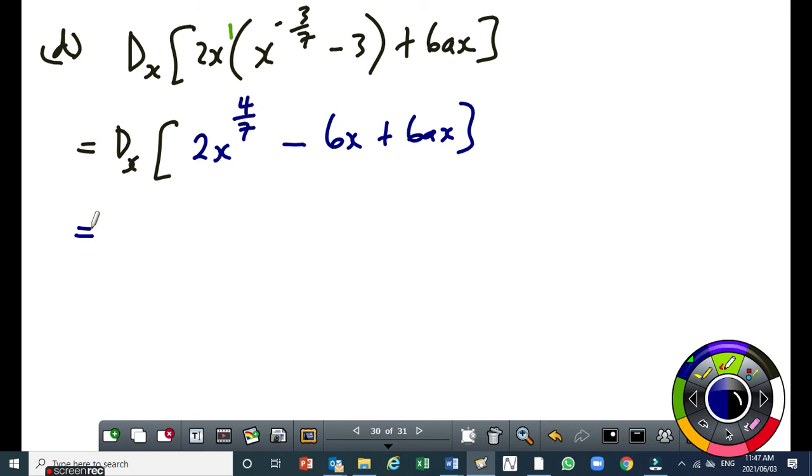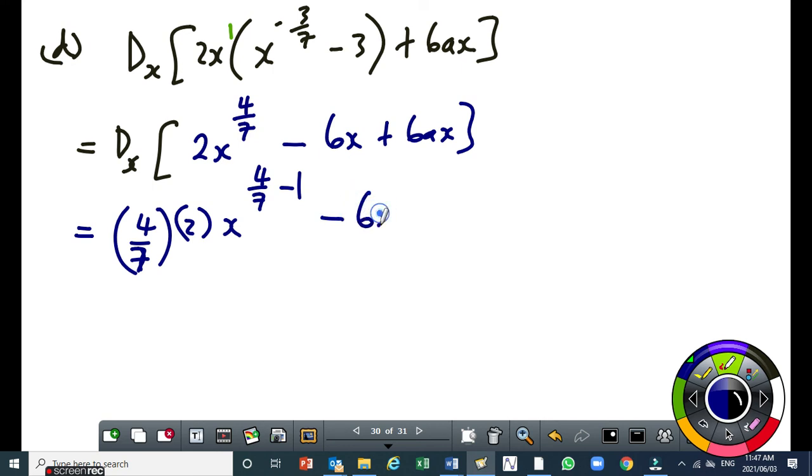So exponent times the constant, so that will be 4 over 7 times 2x to the power of 4 over 7 minus 1. Right? Then the derivative of that will be the exponent times 6, you get 6x to the power of 1 minus 1, because the exponent here is a 1. Also the exponent there is a 1. If the exponent is not written for a variable, it means it's equal to 1. Then 1 times 6a times x to the power of 1 minus 1.